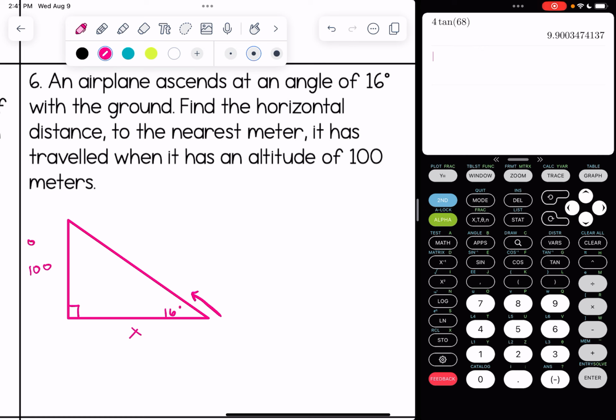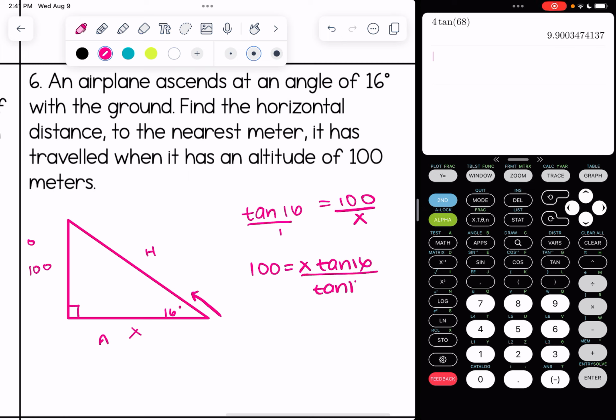All right, well, we have everything labeled now. So opposite, adjacent, hypotenuse. This is a tangent question. Tangent of 16 equals 100 over x. When we cross multiply here, you'll see that the variable is not by itself. So we're going to have to do an extra step of dividing. So 100 divided by tangent of 16. And to the nearest meter, we have 349 meters.